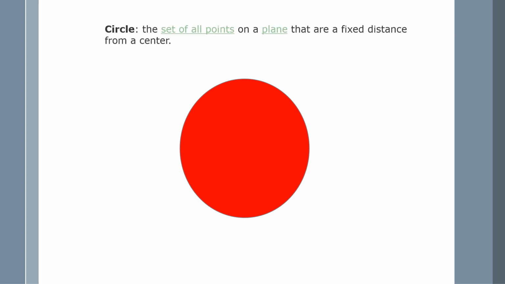Right. I just answered it. So let's go to it. A circle is the set of all points on a plane that have a fixed distance from the center. Now, there's always a way of wording that, but that's a definition I like to use.